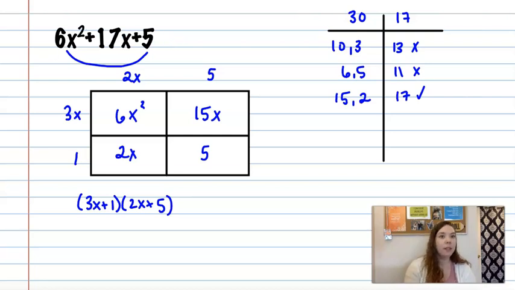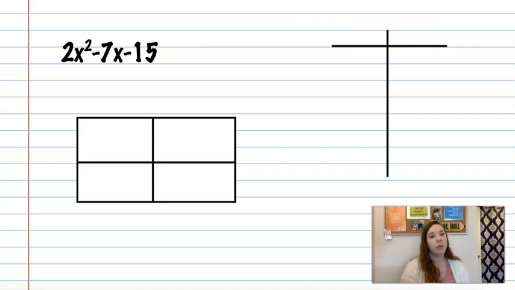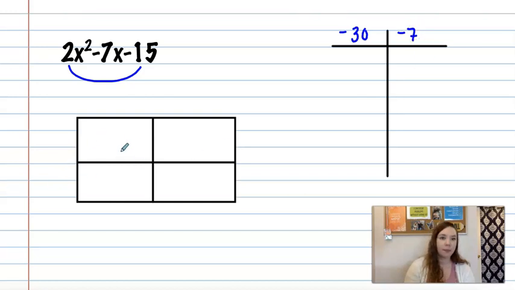All right, one more of this type. This time we have 2x squared minus 7x minus 15. 2 times negative 15 is a negative 30, so we want factors of negative 30 that add to be negative 7. And my first term will be 2x squared, my last term will be negative 15. We're just doing this part to figure out what my two middle terms should be.